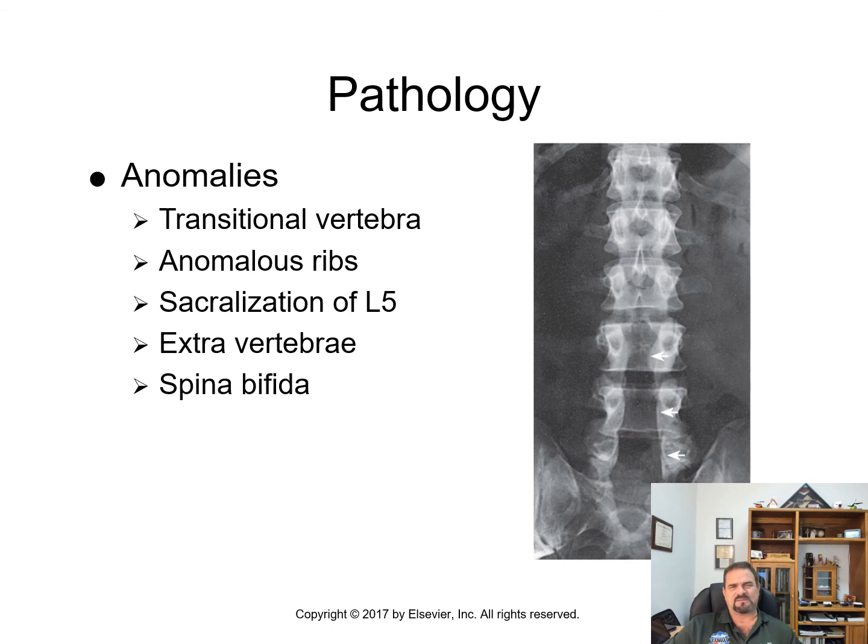Right, so pathology, transitional vertebrae. Are they abducted, subducted? Are they anomalous to the ribs? Do they have sacralization of L5? Is there an extra vertebrae? Are there signs of spina bifida? As you can see here, this is a very telltale sign that the patient has had spina bifida because it's so wide and so open. This person was probably born with their spinal column outside their lumbar spine area.